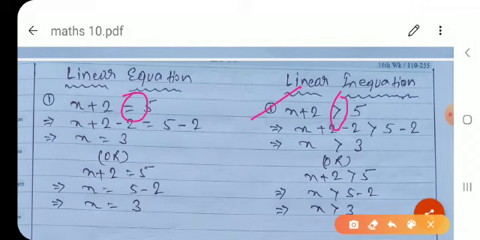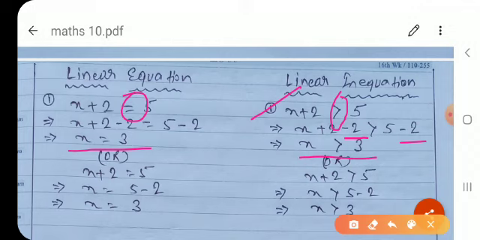You see, x plus 2 minus 2 greater than 5 minus 2. Both sides I am subtracting 2. What did I get? x greater than 3. Same thing here: x equal to 3, here it is greater than. The only difference is the symbol or the sign.